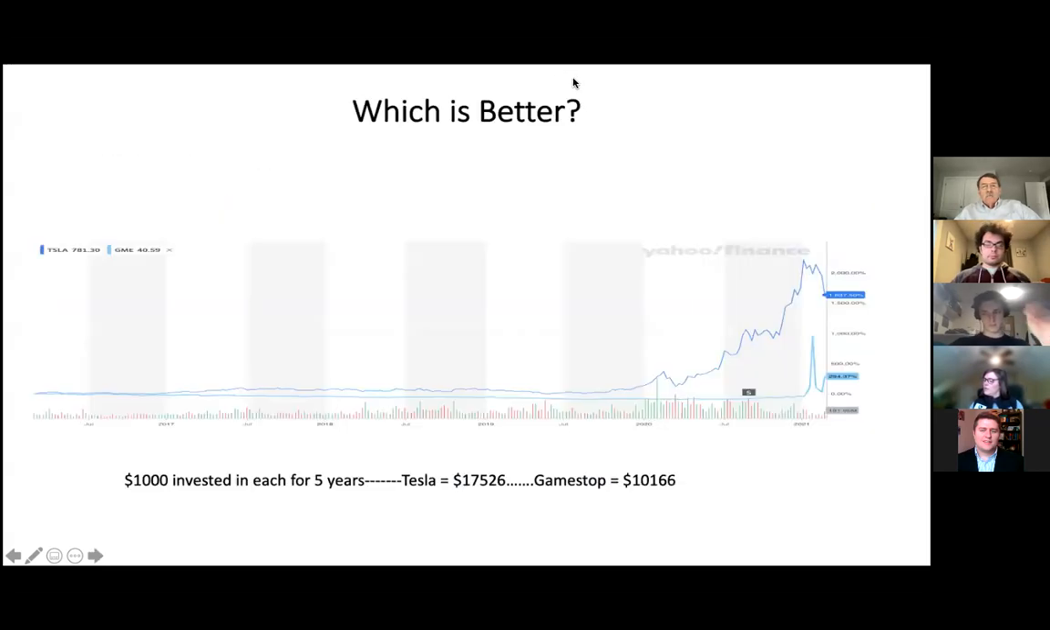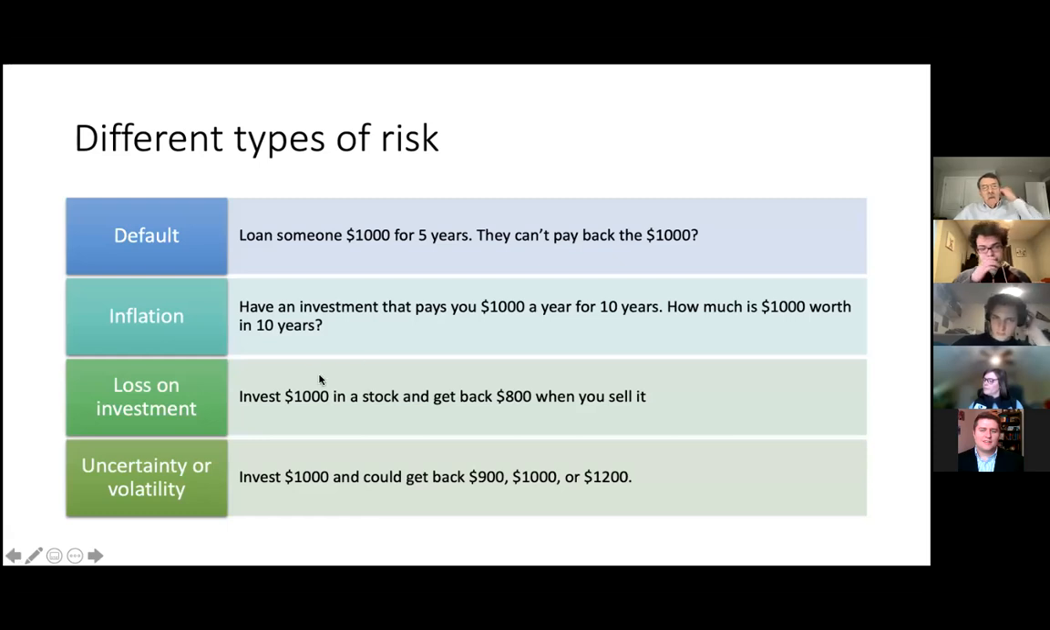So we're going to talk about different kinds of risk. And the first one is what we call a risk of default. So you loan someone $1,000 for 5 years, and they can't pay it back. So in other words, they've defaulted on the loan. So if they paid you some interest, you keep that, but you don't get your initial investment back. That's called default.